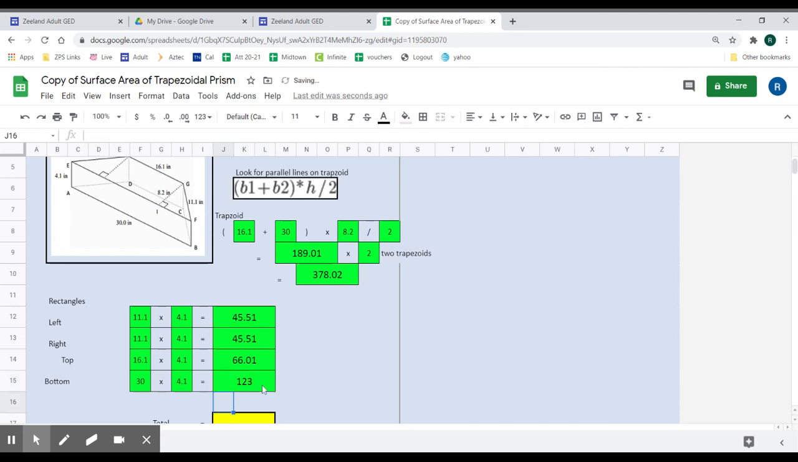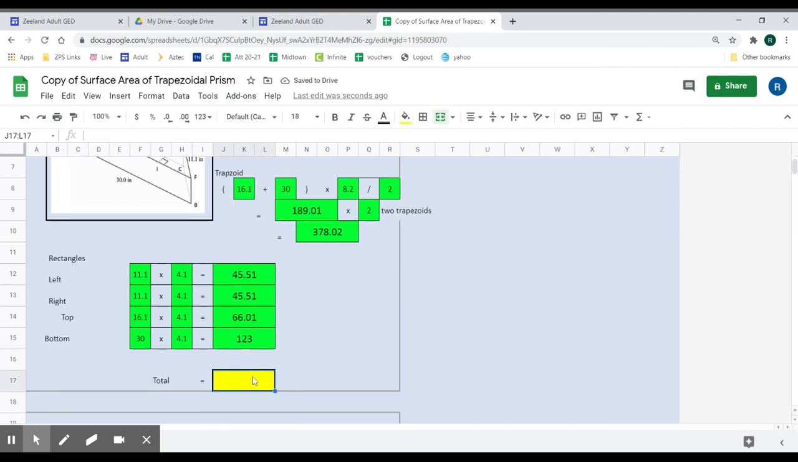And then you add it all together and you end up with 658.05.